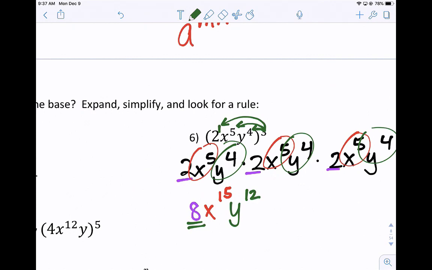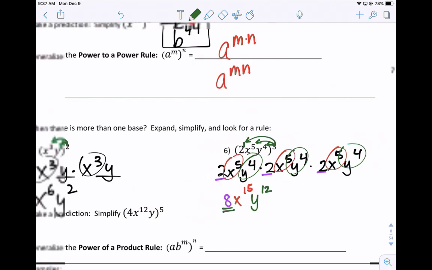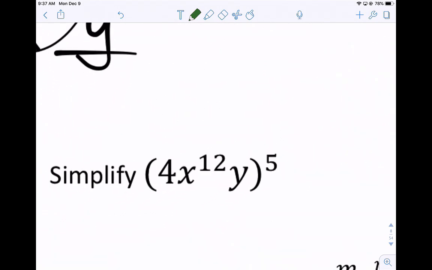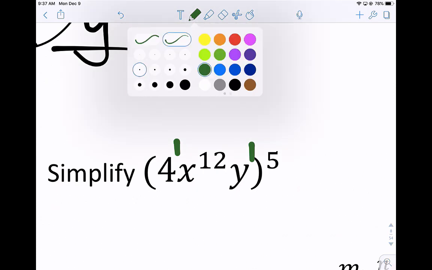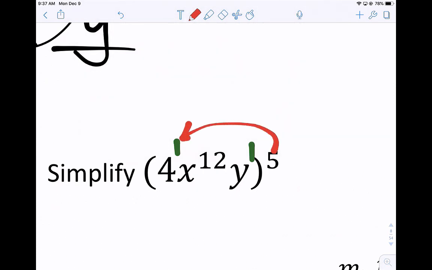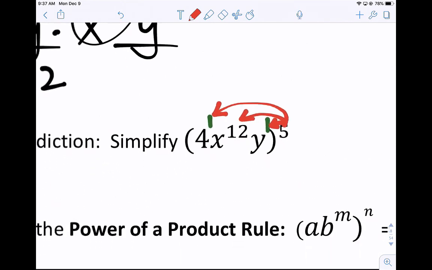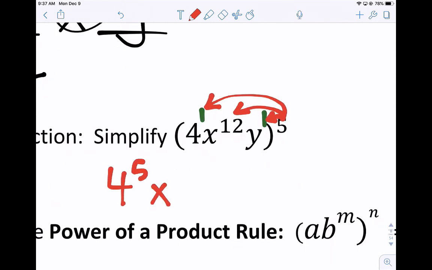So if it's a power to a power with more than one base, you're going to distribute and multiply to each of the exponents. So for example, we have 4, which is 4 to the first power, x to the 12th, y to the first power. We're going to distribute the exponent and multiply.